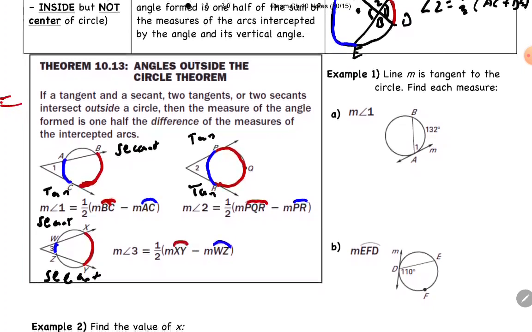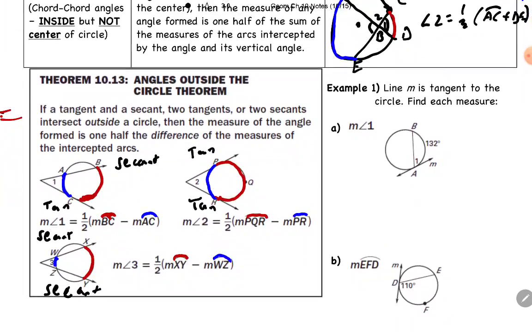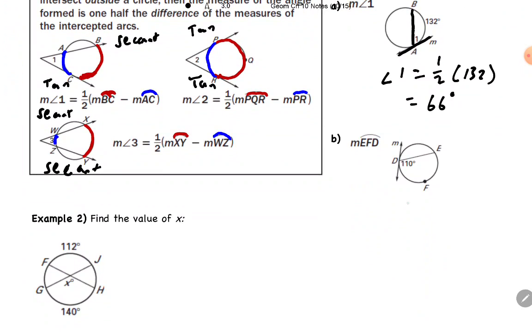Alright, example 1. Line M is tangent to the circle. Find the measure of angle 1. What the first theorem said is if we have a chord and a tangent intersecting each other, then this angle here is equal to 1/2 its intercepted arc. So 1/2 of 132, which is 66 degrees.